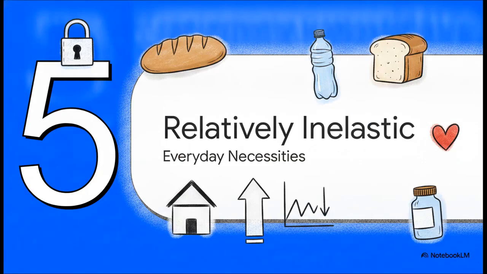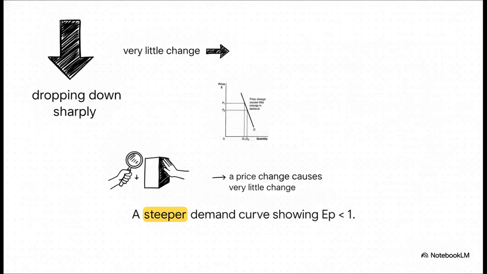Chapter 5. Relatively inelastic, everyday necessities. This is arguably the most common degree of elasticity, the one that silently governs your daily survival budget. And the visual contrast is striking. The demand line here is noticeably steeper, dropping down sharply rather than stretching out flat. This steepness illustrates a reality where a price change causes very little change in actual demand. Here, EP is less than 1.